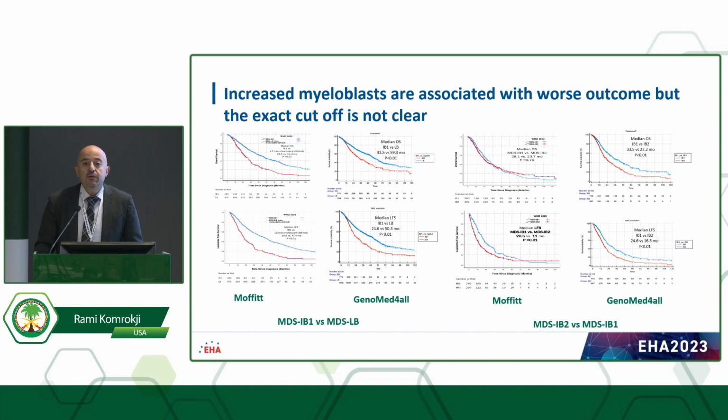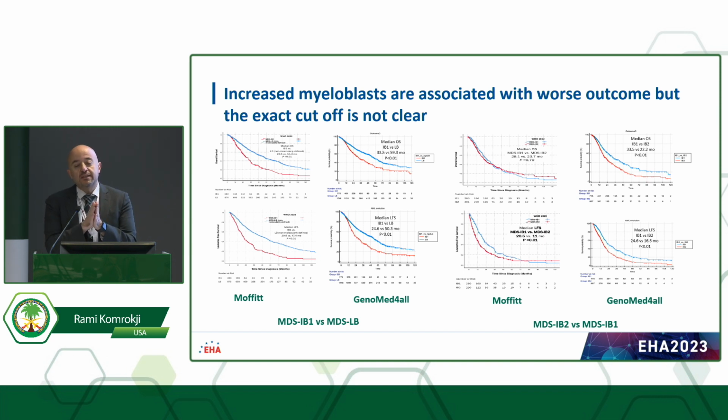Now, definitely when the myeloblasts are more than 5%, we should think of this as a different disease. It's a different biology. Where we put the line, whether it's 5 to 9, 10 to 19, is not clear. In our data set at Moffitt, there was no difference between 9% blast versus 10 to 19. In the Italian data, there was a difference in the survival.